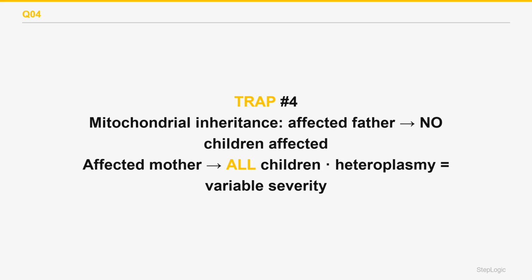Trap 4. Mitochondrial inheritance. The unaffected father and affected maternal line is the giveaway. An affected father transmits to no one. Heteroplasmy explains why severity varies within the family.